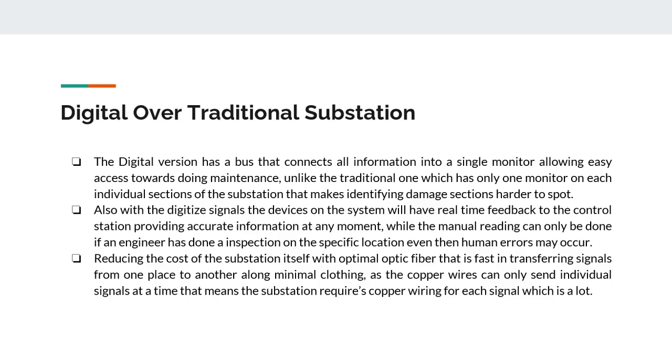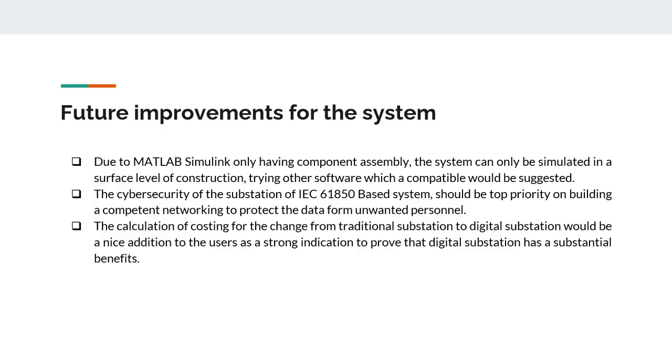Even then, human errors may occur. Reducing the cost of the substation itself is possible with optional optic fiber, which has fast signal transfer from one place to another along minimal cabling. As copper wires can only send individual signals at a time, the substation requires copper wiring for each signal, which is a lot.